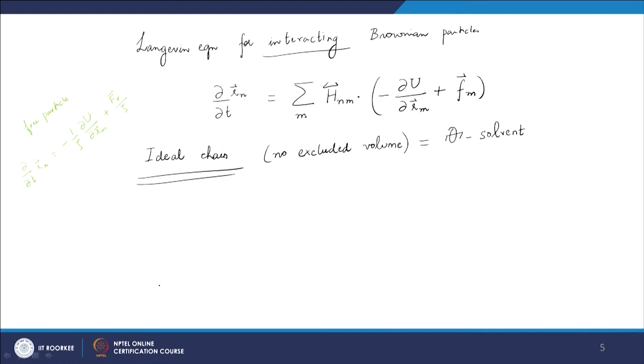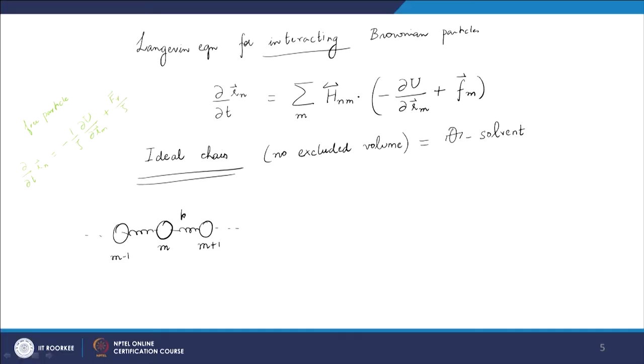So then in that case, just to recall from our previous discussion, any bead in the system is experiencing the spring force due to the m plus 1th bead and m minus 1th bead, the bead after this or the bead before this. And if I had the spring constant k, then the force acting on that bead or the energy due to these two spring interactions is given as something like that.